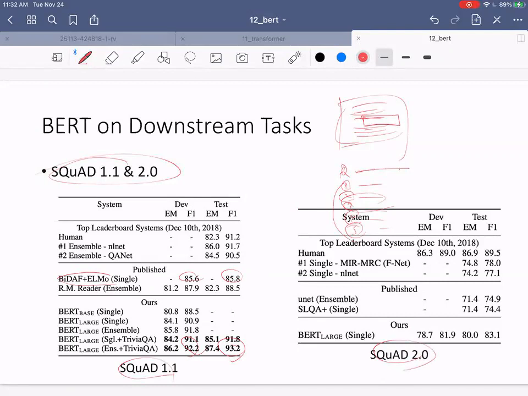Squad version 2 is more difficult than Squad 1. The previous best performance was 74-ish, but BERT is like 83. So again, a dramatic increase.